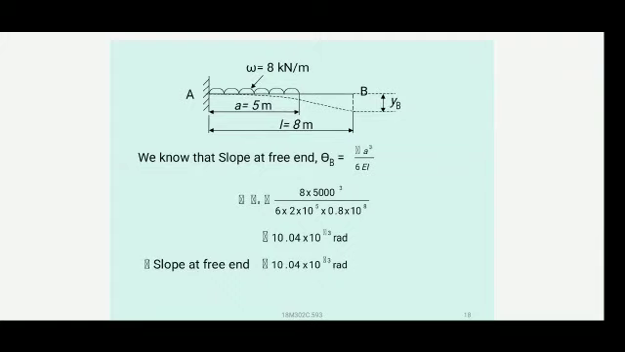We know that slope at the free end, theta B, is equal to Wa cube by 6EI. Therefore, theta B is equal to, substituting directly, W is 8 and a cube is 5000 cube, by 6EI, that is 6 into 2 into 10 to the power of 5 into 0.8 into 10 to the power of 8. That is equal to 10.04 into 10 to the power of minus 3 radians. The slope at the free end is 10.04 into 10 to the power of minus 3 radians.